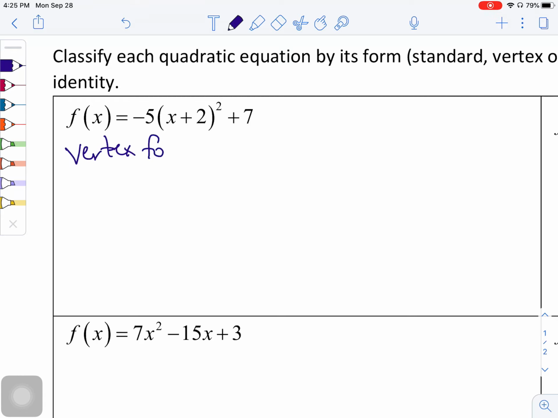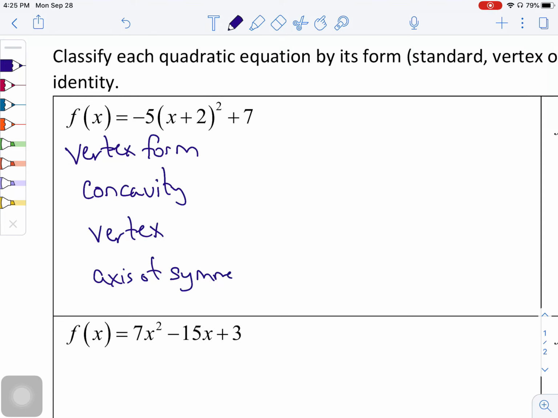Okay. If it's in vertex form, you should be able to tell me the concavity, the vertex, and the axis of symmetry. All right, so first things first, if we're looking at concavity, I want to look at this leading term, this leading number. It's a negative value, so that tells me that we are concave down.